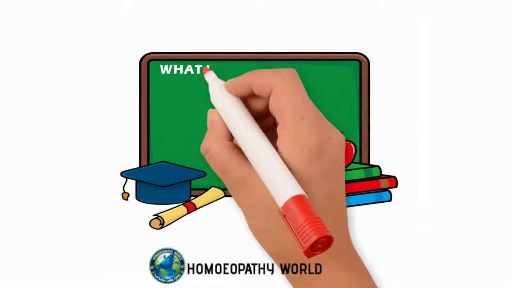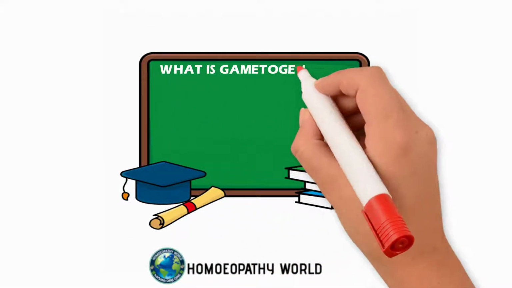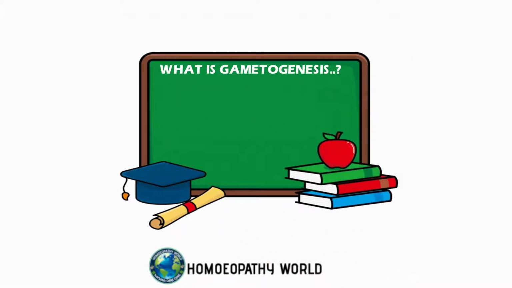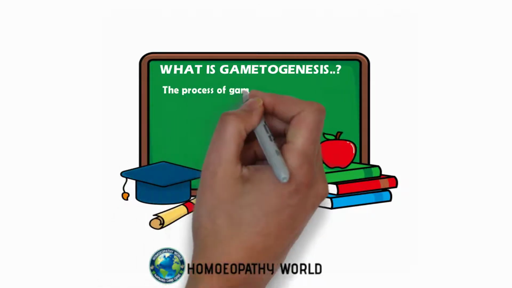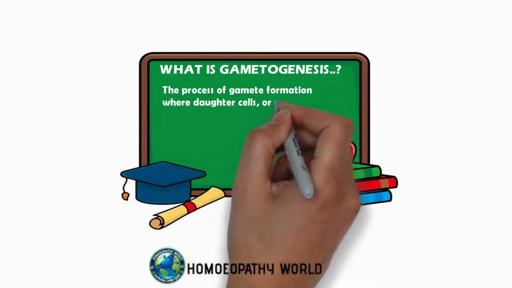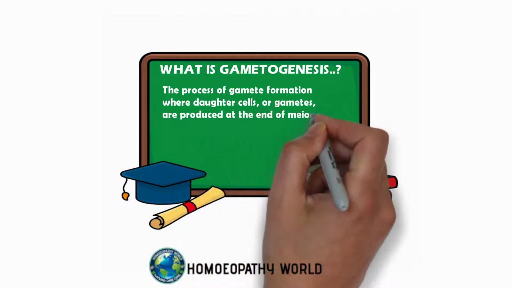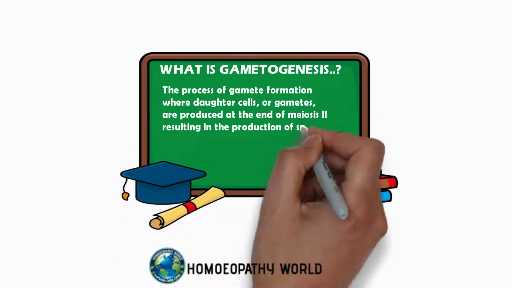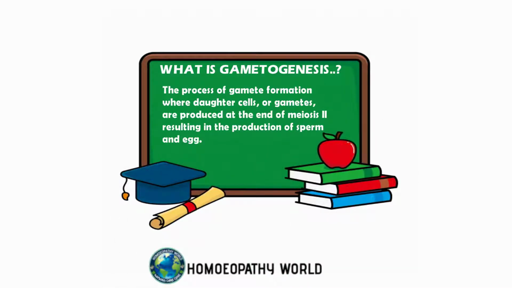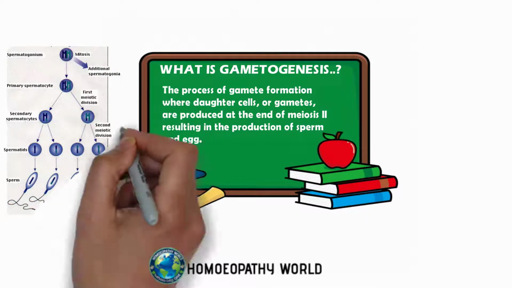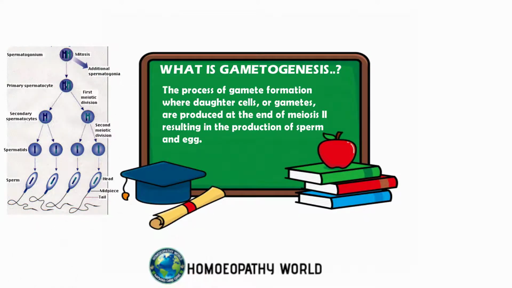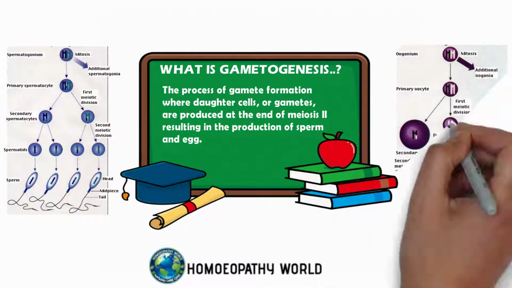To begin with, we have to know the term gametogenesis. Gametogenesis is the process of gamete formation where daughter cells or gametes are produced at the end of meiosis II, resulting in the production of sperm and egg. To know in detail about gametogenesis, we have to go through some important terms.